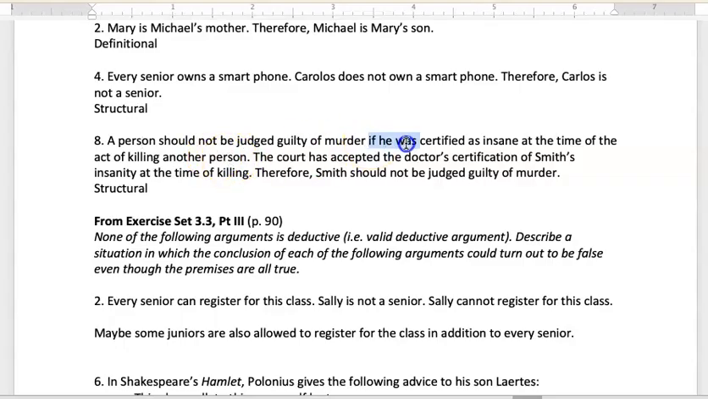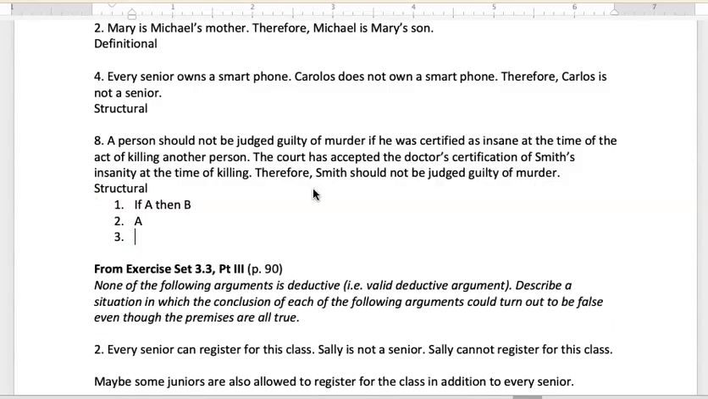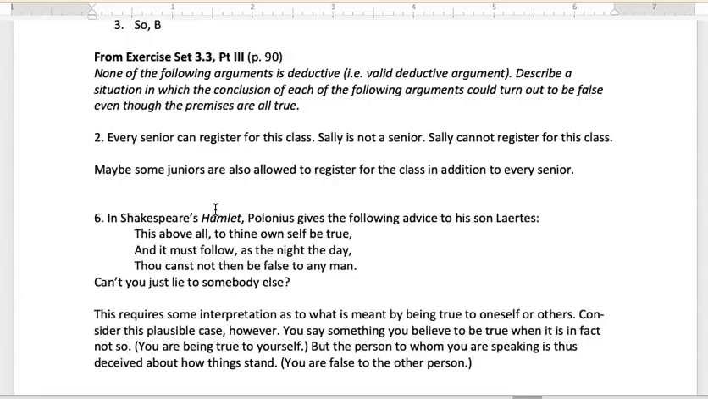So I'm going to put this in the format, if A, then B. If he was certified as insane, he should not be judged guilty of murder. The court has accepted the certification of insanity of Smith. So basically, if A, then B. A, therefore, Smith should not be judged guilty of murder. So it's basically like this: if A, then B. A, so B. You can see there's something structural here that makes it a valid deductive argument. So it's structural. All right.